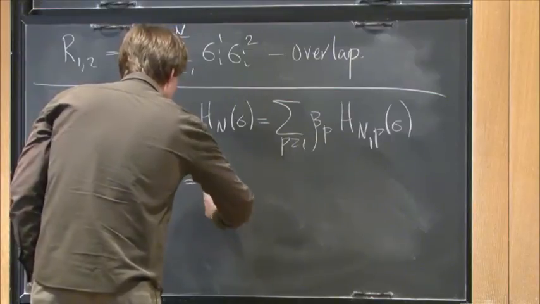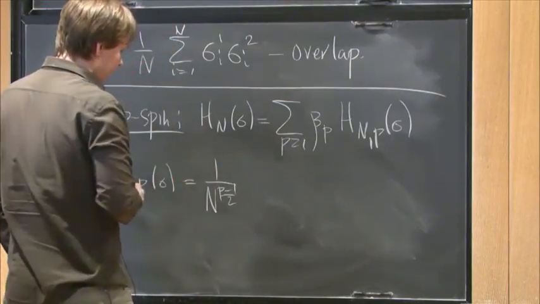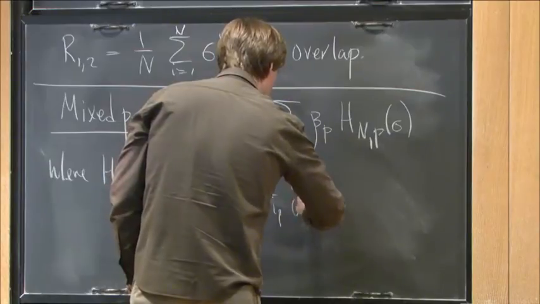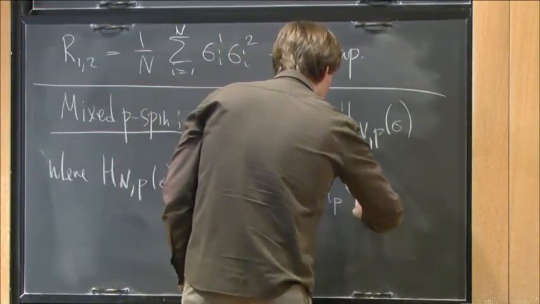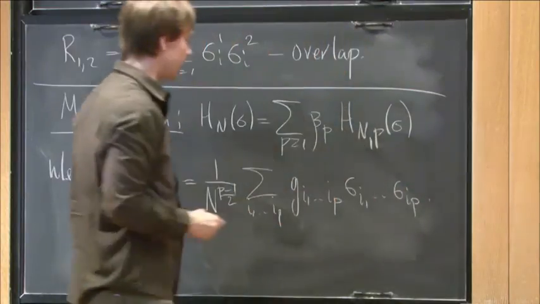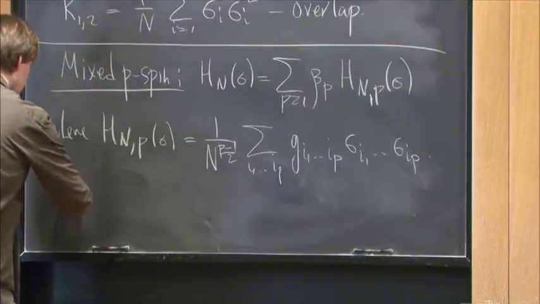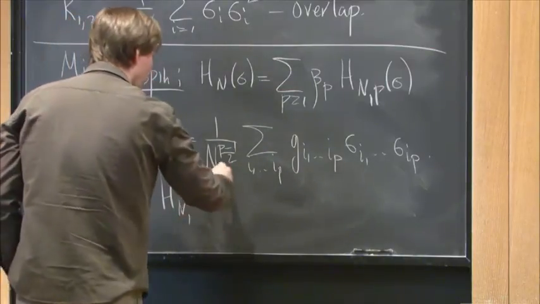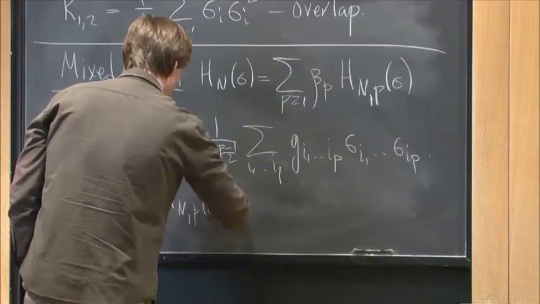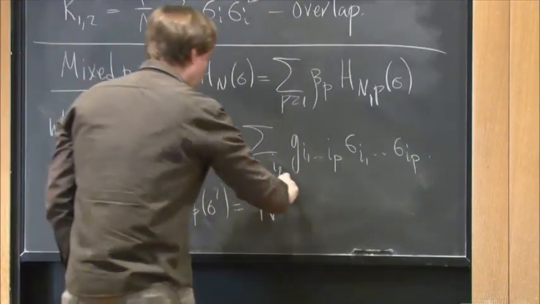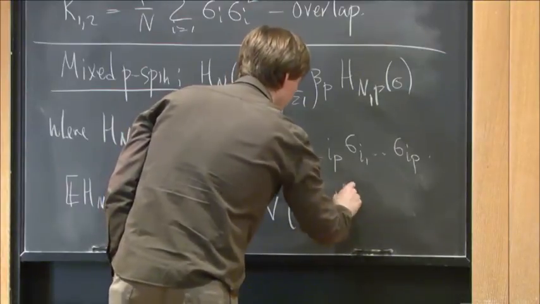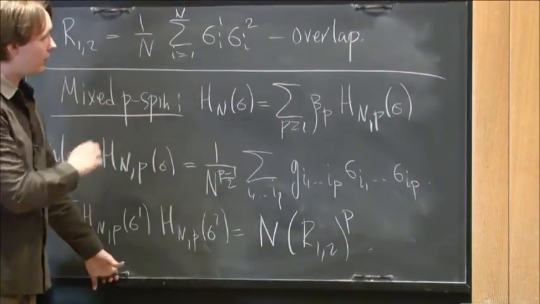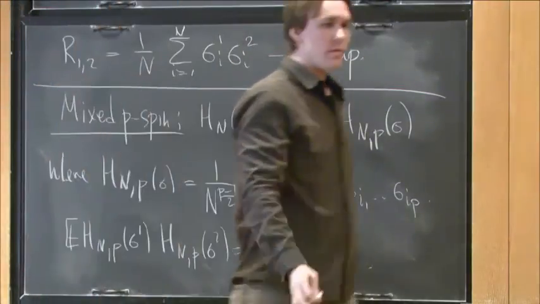So you will have slightly different scaling, n to the power p minus 1 over 2 here, and you will sum over choices of any p indices. Otherwise, you will have the same Gaussian interaction in front of the product of these p spins at a time. But you can notice that the covariance of the p-spin Hamiltonian, which is again a Gaussian Hamiltonian, will be of the same form, only you will get the pth power of the overlap. Otherwise, it's kind of the same, so basically it's the same class of models, and the same methods work for all these types of models.